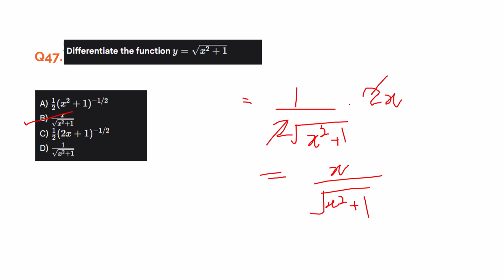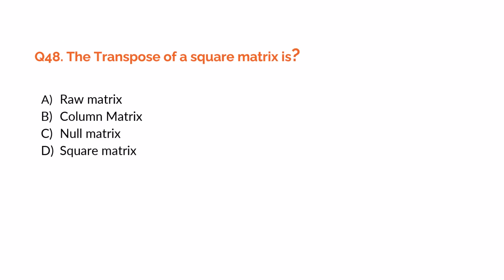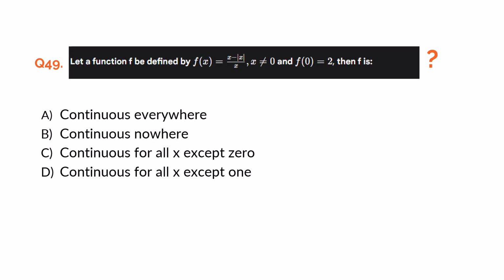Let's move to another question. Question 40. The transpose of a square matrix. Obviously, the transpose of a square matrix is a square matrix itself. Option D.